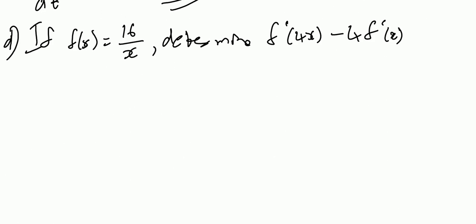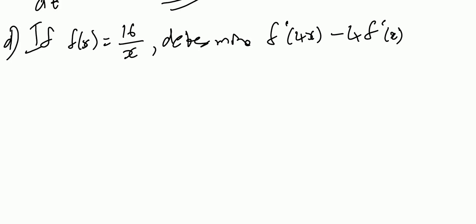So let's move on to the last question. Now we are getting deeper into derivatives. They are saying if f of x is equal to 16 over x. Remember, I said you can't have your x in your denominator if you are differentiating in terms of x. But then let's read the question further. They are saying determine f prime 4x minus 4 f prime x.